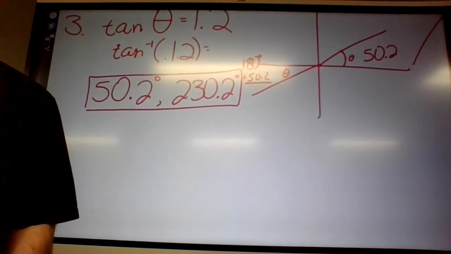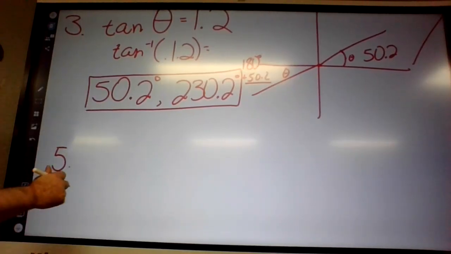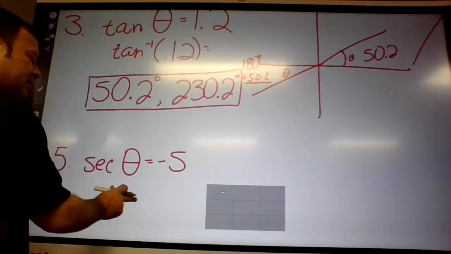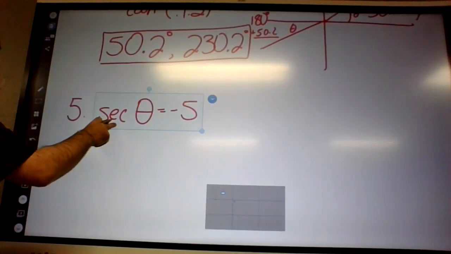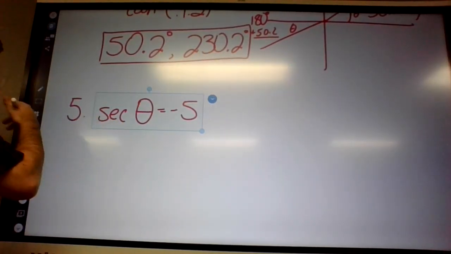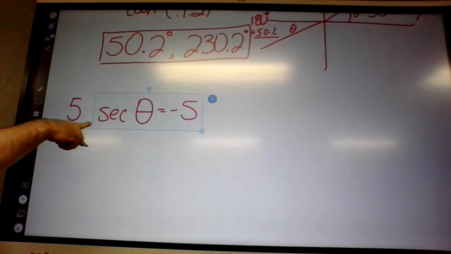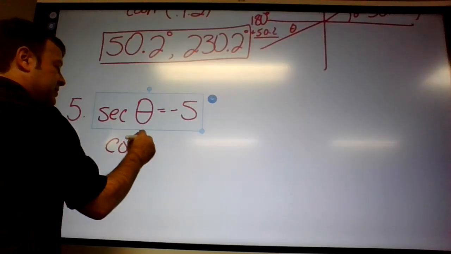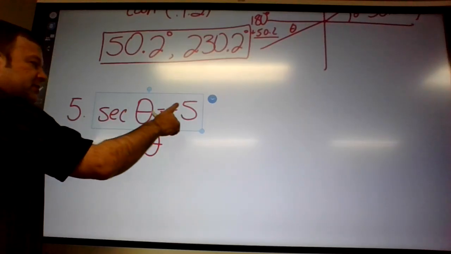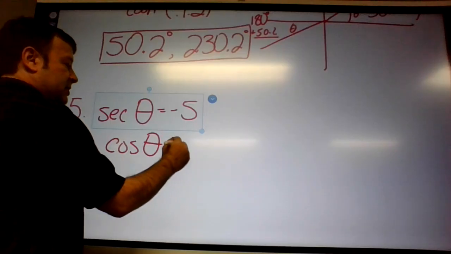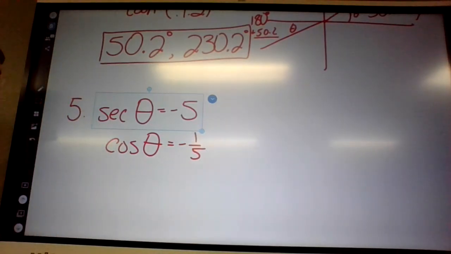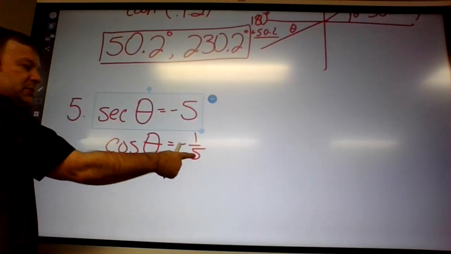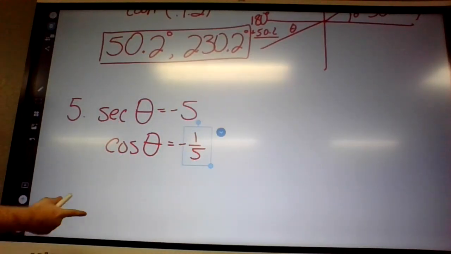Yeah. That sucks. Number 5, secant of theta equals -5. Actually, I don't think we did this one last chapter because it's secant. What does secant go with? Secant is the reciprocal of cosine. So when you change it to cosine, you're flipping this. So to keep it equal, you have to flip this too. So it's cosine of theta equals -1/5. If you do the reciprocal on this side, you have to do the reciprocal on this side. And then you do cosine inverse.